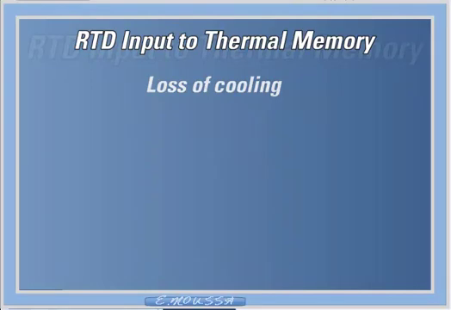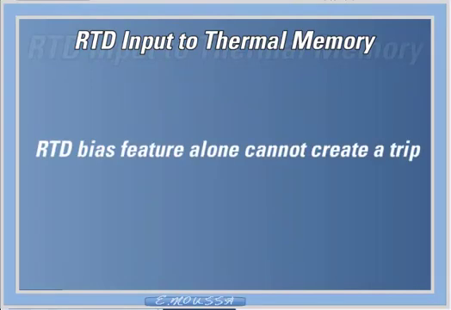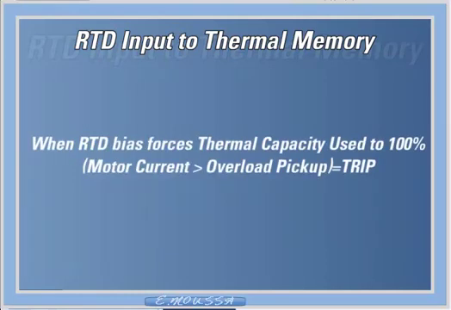It should be noted that the RTD bias feature alone cannot create a trip. If the RTD bias feature forces the thermal capacity used to 100%, the motor current must be above the overload pickup before an overload trip occurs. Presumably, the motor would trip on stator RTD temperature at that time. This completes the motor thermal modeling.